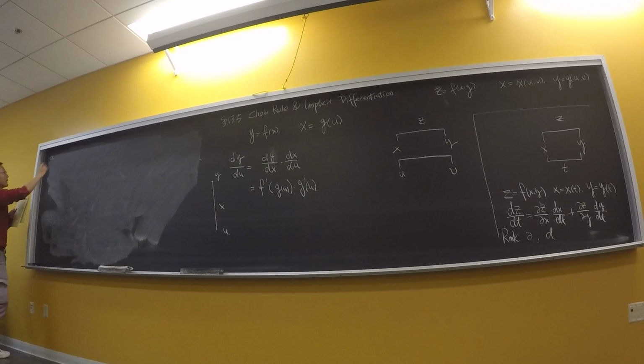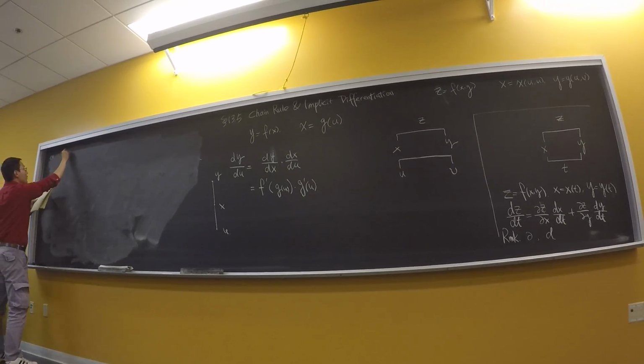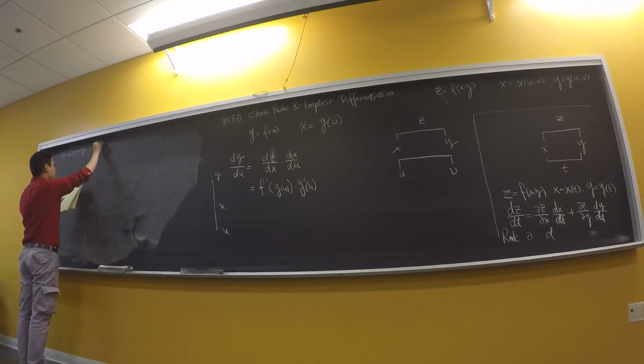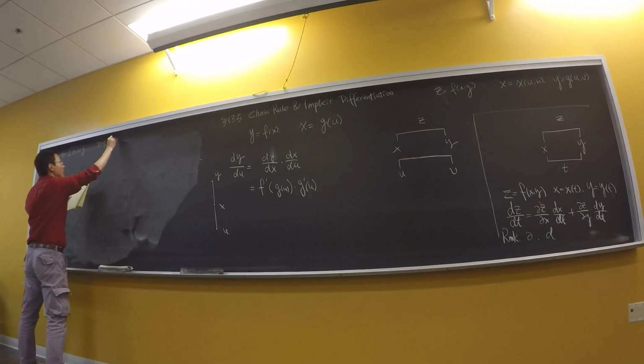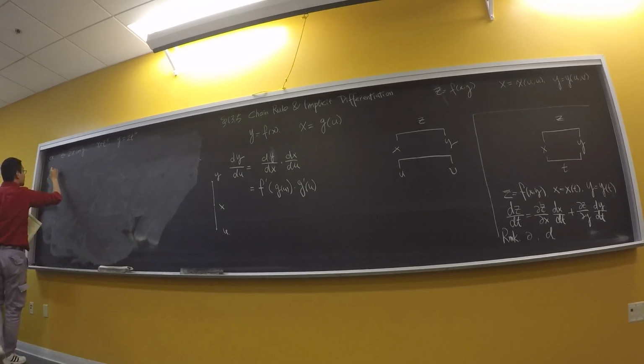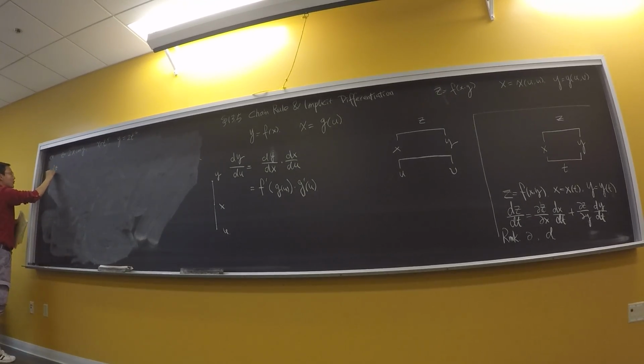So let's say I have z equal to 2x cosine y, x is equal to t^5, and y is equal to 2t^4. So I want to compute dz/dt. Who do I want to look for? Jonathan. Is Jonathan here? Okay, so I'll work with you.